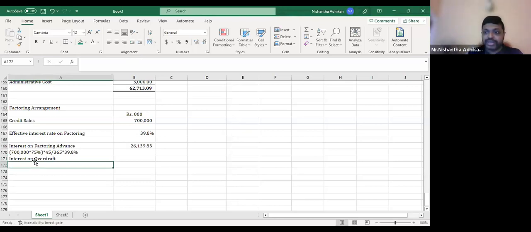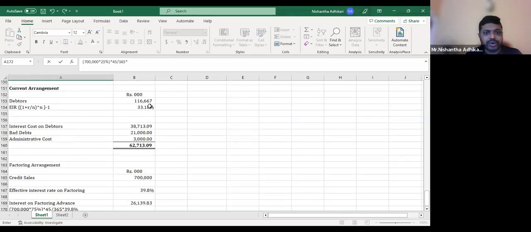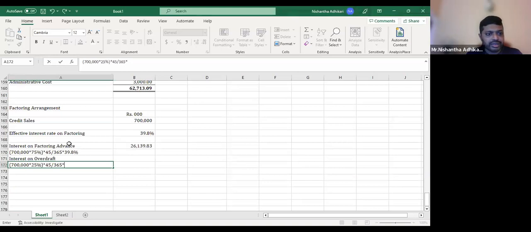Balance 25% you have to finance your own. Then 700 million, I will take 700,000. Balance 25%, you have to finance your own. Therefore, now they will settle within 45 days to 365, into effective interest rate 33.18. Right, 33.18, that is the bank OD interest rate.